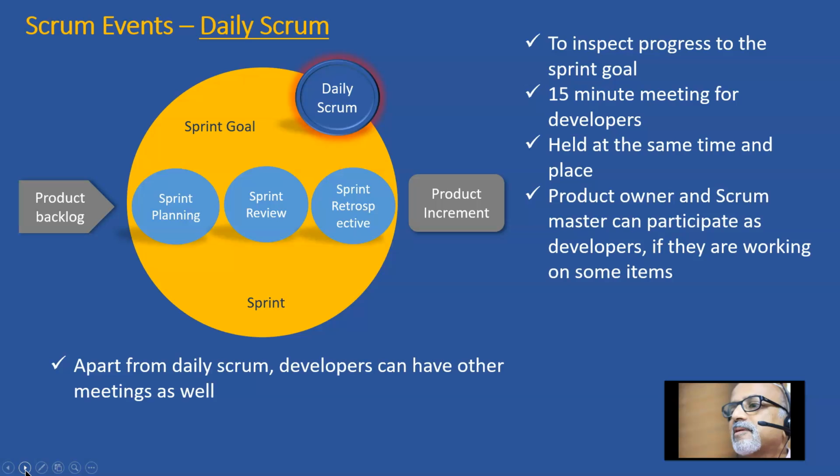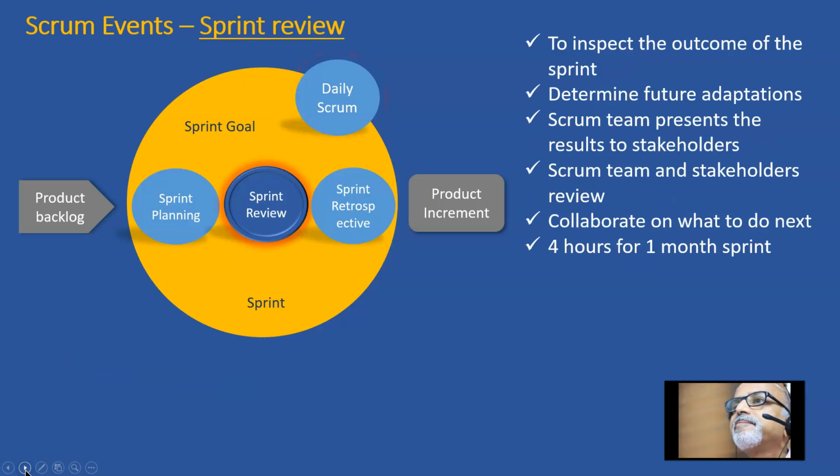So this happens on a daily basis. Then comes the sprint review. Towards the fag end of the sprint, reviews happen to inspect the outcome of the sprint, to determine the future adaptations. The Scrum team presents the results to stakeholders. The Scrum team and stakeholders review the outcome of the sprint and collaborate on what to do next.